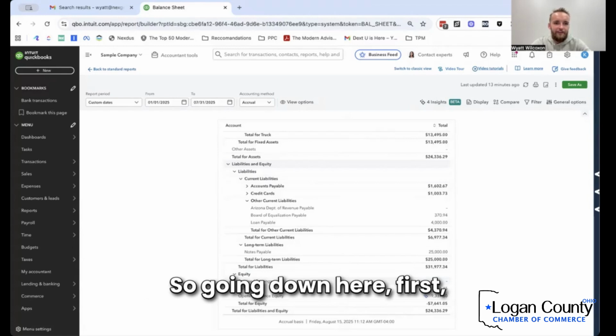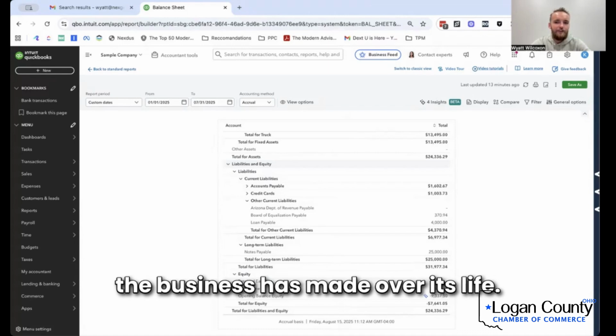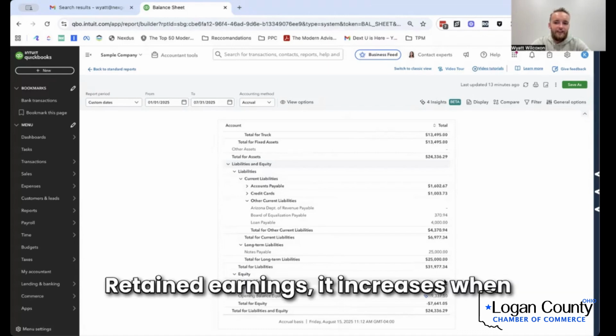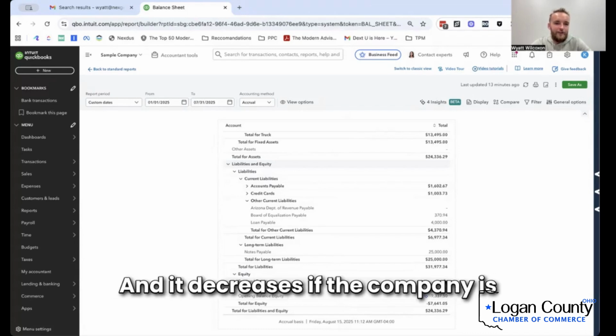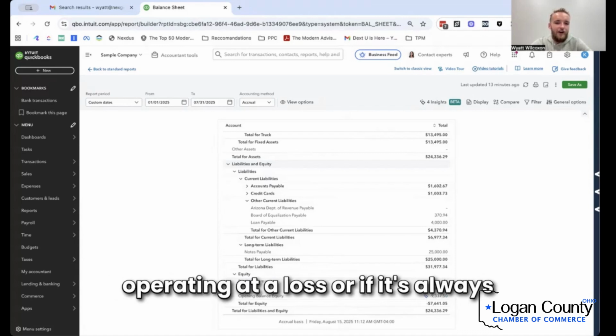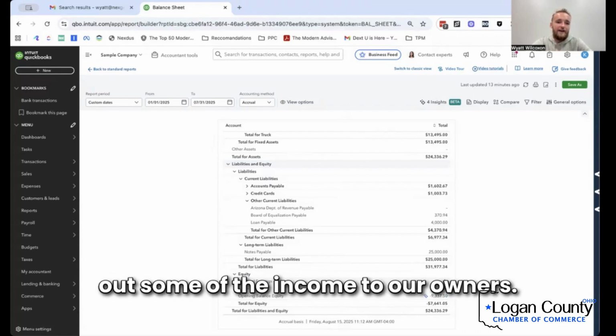So going down here, first we have retained earnings. Retained earnings is anything that the business has made over its life. Retained earnings increases when the company has profit and keeps it, and it decreases if the company is operating at a loss, or if it's always just been bleeding money, or we pay out some of the income to our owners.